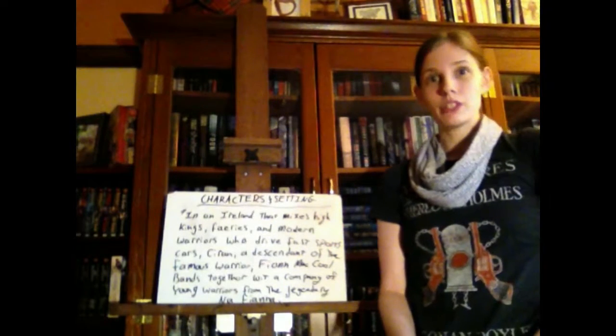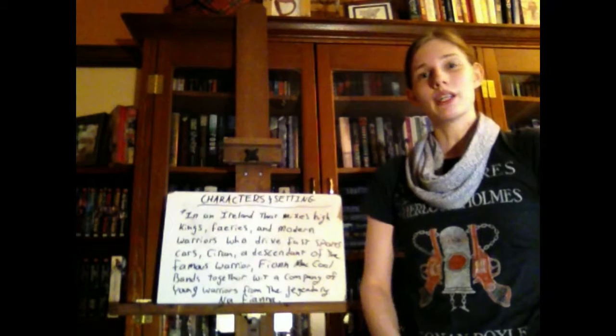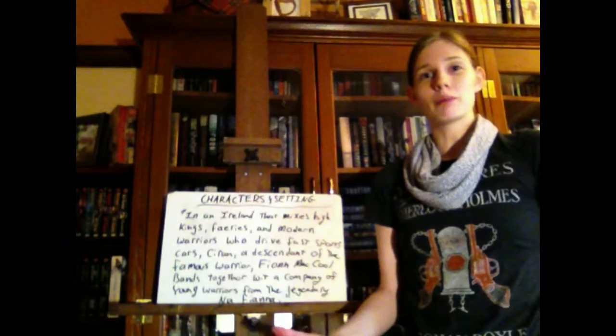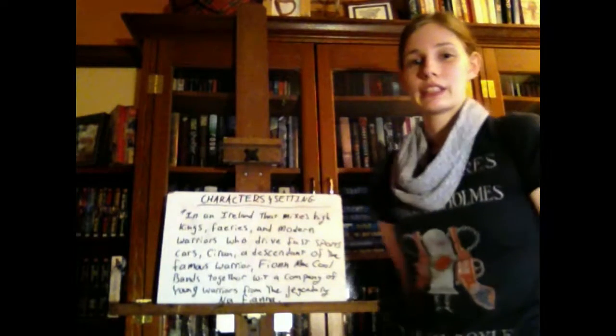Step 1 is characters and setting. Today I'm going to be using a synopsis that I wrote for my book Blood Ties to show you how I formed a synopsis in general. So, first step is characters and setting.